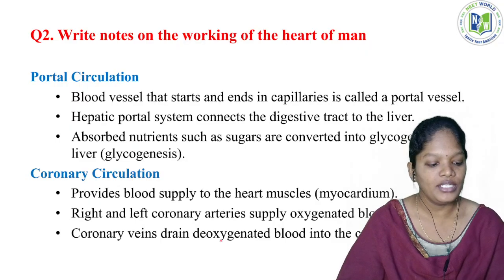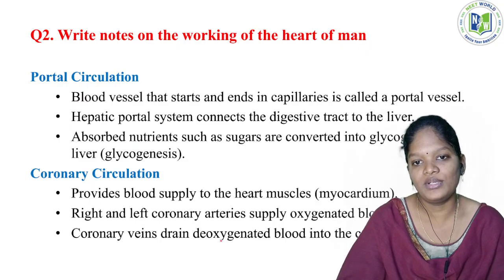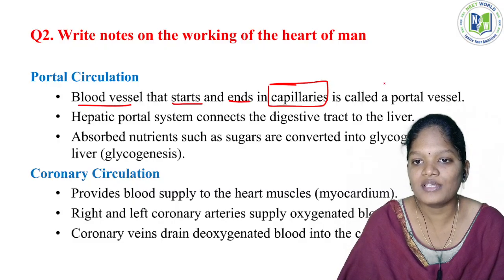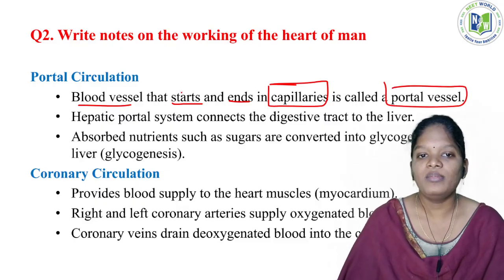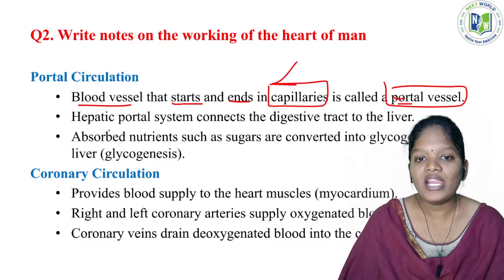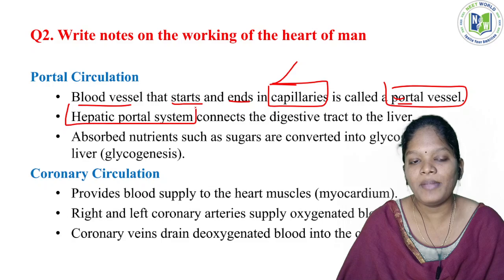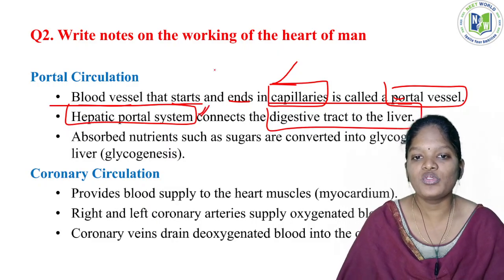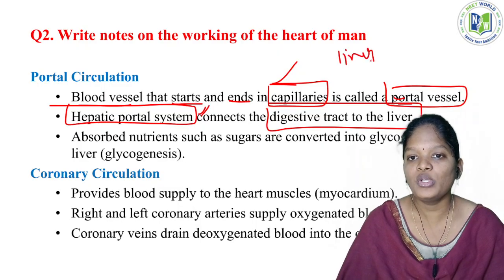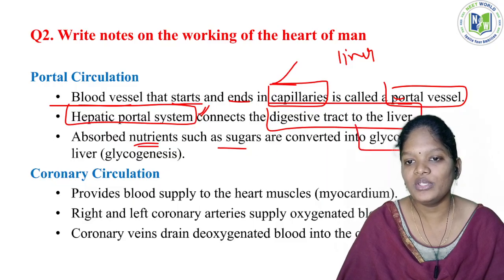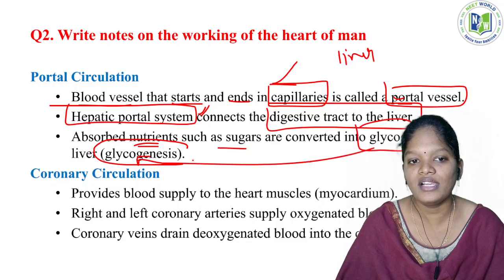Now other important terms are portal circulation and coronary circulation. Portal circulation: a blood vessel that starts and ends in capillaries is called a portal vessel. An important portal system is the hepatic portal system, which connects the digestive tract to the liver. So the blood reaches the liver through the hepatic portal system. The absorbed nutrients such as sugars are converted into glycogen in the liver. This process is called glycogenesis.